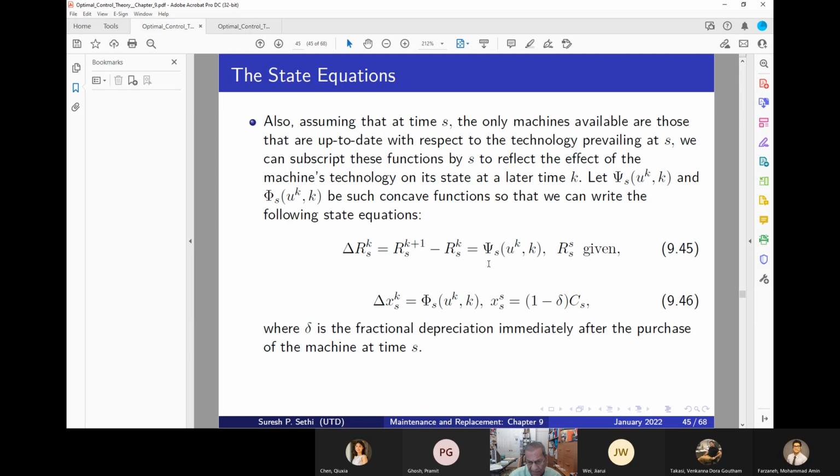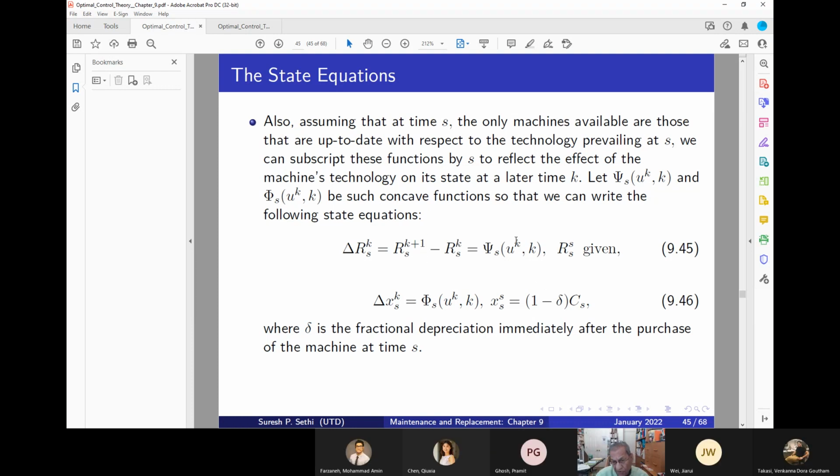So the psi S is the machine, and the way it changes depends on control, of course, that's all, and depends on the period in which we are in. So that's about the most general possible function that you can invent or you can define for this equation, which is now the difference equation. We need a difference equation versus a differential equation. And the initial condition is RSS, which is given.